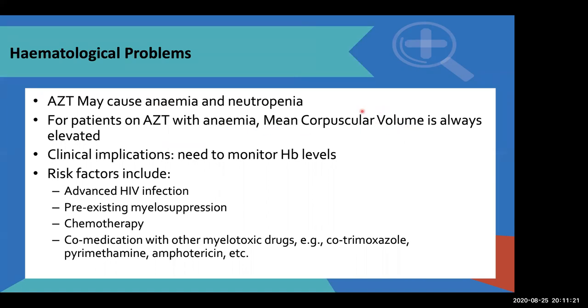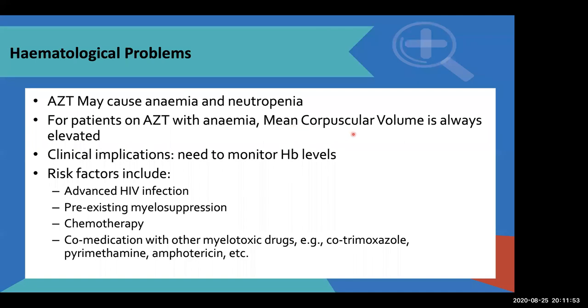This blood test measures the size of the cells. So your MCV would be elevated or high. So you've got an anemia that is associated with big red cells. We call them megaloblasts, right? So that is the type of anemia that's caused by AZT. It is very rare to get a low Hb from zidovudine with an MCV that is normal, right?